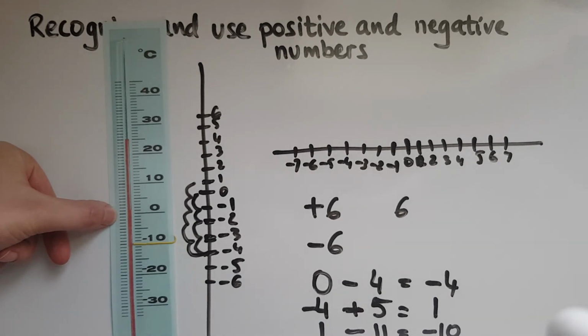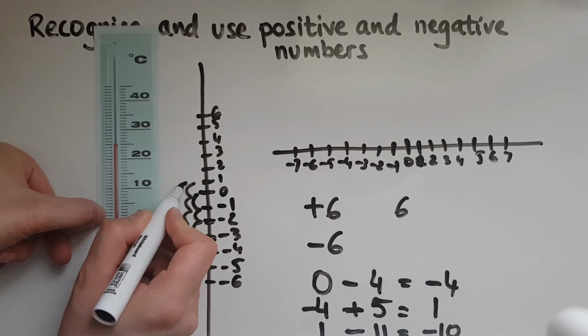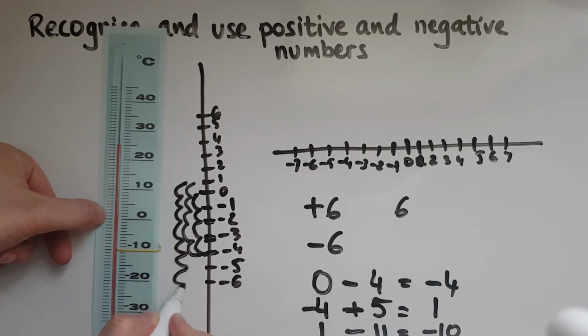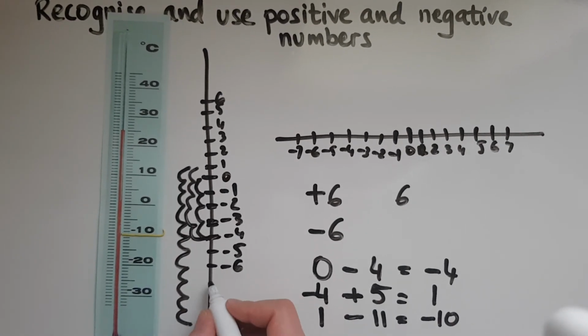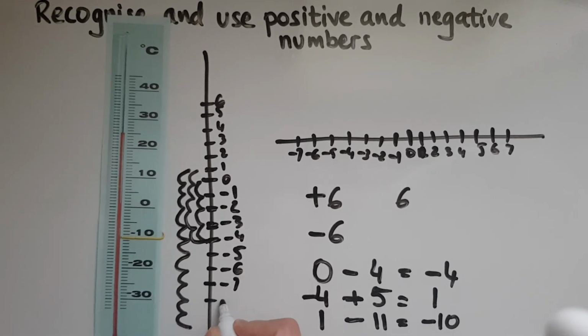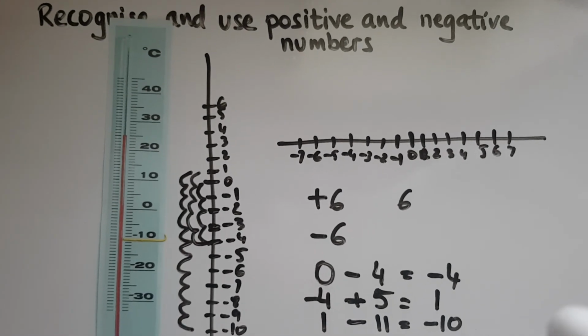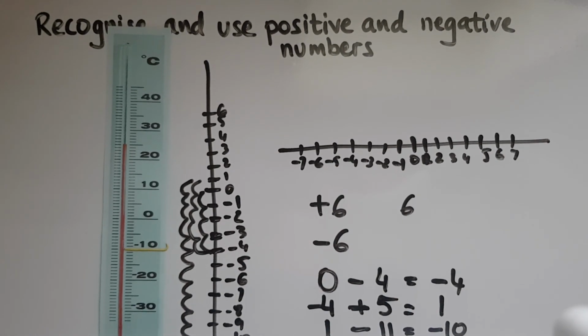Add means going up. So I am now at 1, and I'm going to drop this by 11, take away 11. So 1, 2, 3, 4, 5, 6, 7, 8, 9, 10, 11. Now I didn't continue adding the numbers in here, but what I could do now is minus 7, minus 8, minus 9, and minus 10. So this shows how to recognize and use positive and negative numbers.